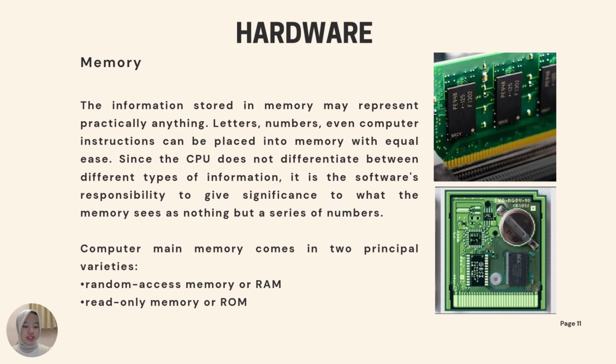The information stored in memory may represent practically anything. Letters, numbers, even computer instructions can be placed into memory with equal ease. Since the CPU does not differentiate between different types of information, it is the software's responsibility to give significance to what the memory sees as nothing but a series of numbers. Computer main memory comes in two principal varieties: random access memory or RAM, and read-only memory or ROM.